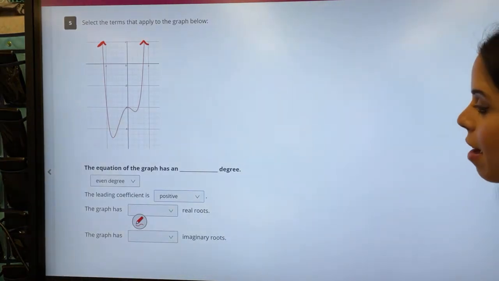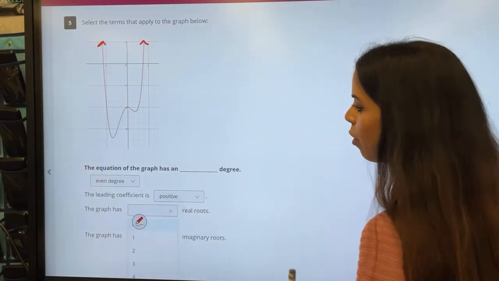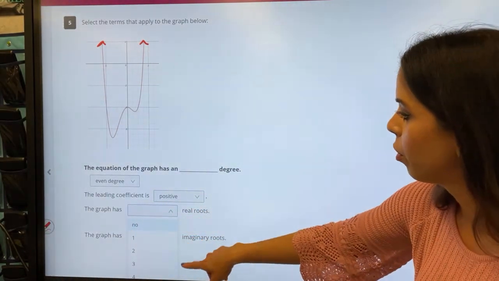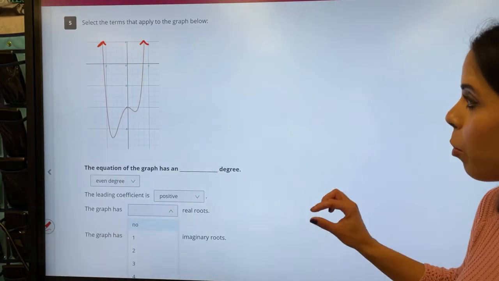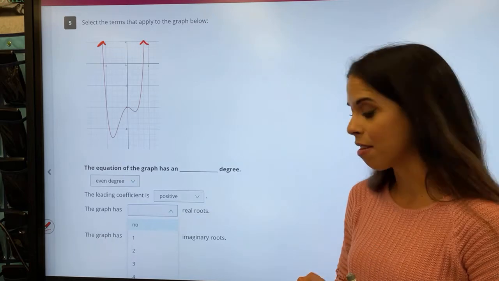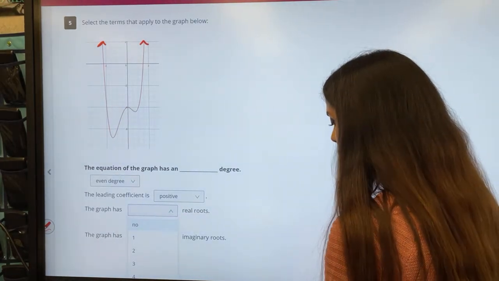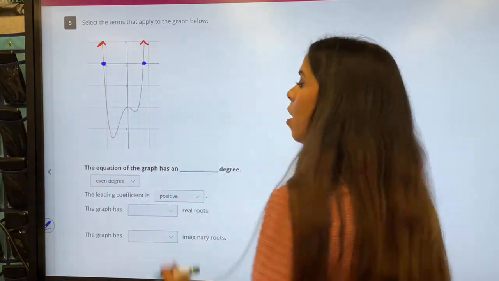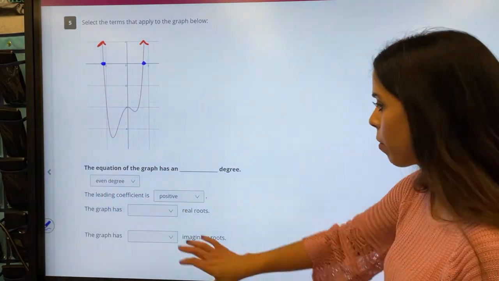The graph has how many real roots? So if you look at that drop-down menu, it says no real roots, 1, 2, 3, or 4. Well, real roots are the ones that we see where the graph crosses the x-axis. And I see that the graph is crossing right here and right here. So it has 2 real roots.